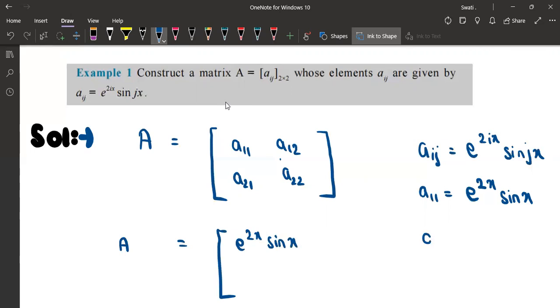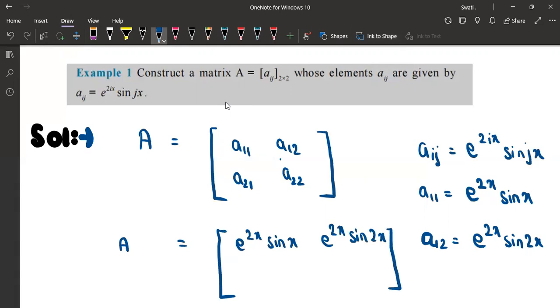Next one we have is A12. That means i is 1, so e raised to 2x again. But j is 2 here, so this will become sine 2x. J is 2. That is why the second entry is e raised to 2x sine 2x. So the first row is done. This is called the first row, and this is the second row I'm going to write down.